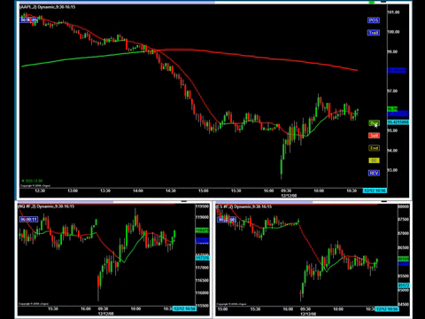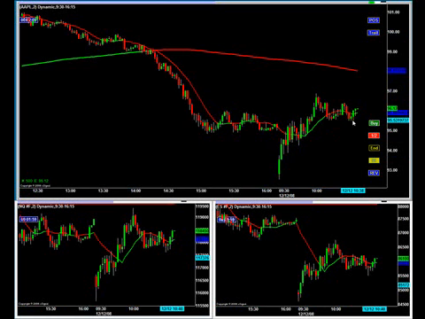Going to go ahead and buy some Apple Computer right here. We're looking at Apple on a 2-minute time frame. Apple has now formed a double bottom pattern here, which is also in alignment with the markets.